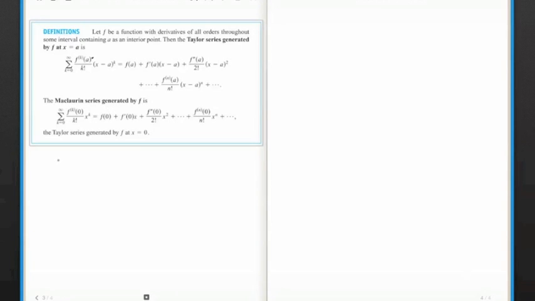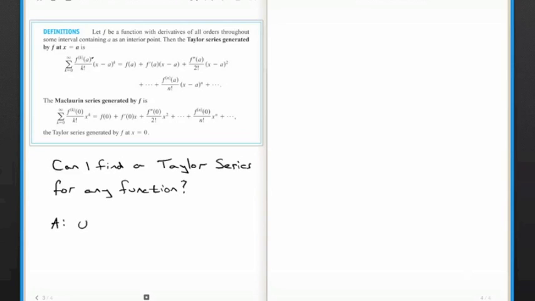So that raises the question, can I find a Taylor series for any function? And the answer is usually. So let's look at a few steps to do that. Step one is to determine your center point.